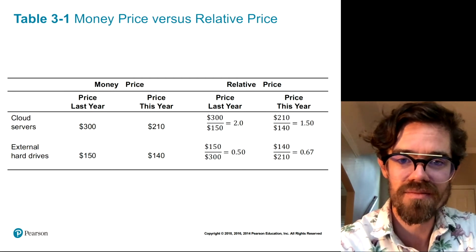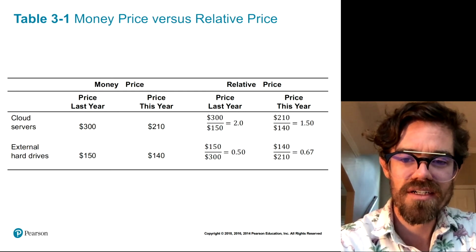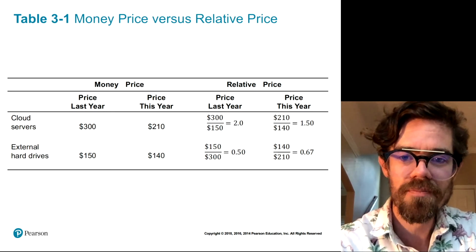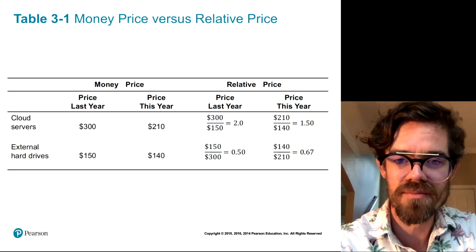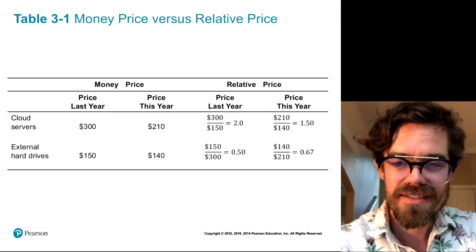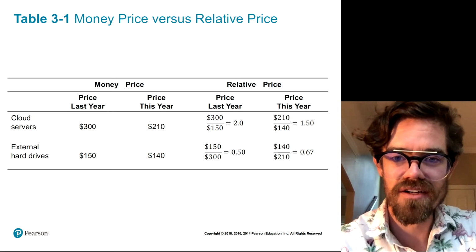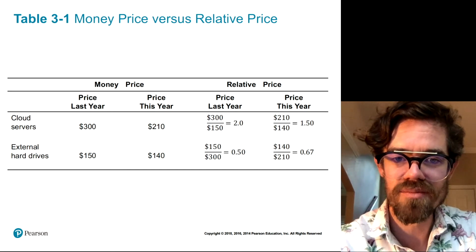You can look at price this year as another example for yourself and try to calculate it there. Basically, as you can see in the relative price column, it's just a ratio, where we divide the price of the item by the price of the other item to get relative price. In the price last year column, it's 300 divided by 150, which is 2. That's where I got that answer of 2: dividing the price of the cloud server by the price of external hard drives last year. That gives me the relative price of cloud servers.